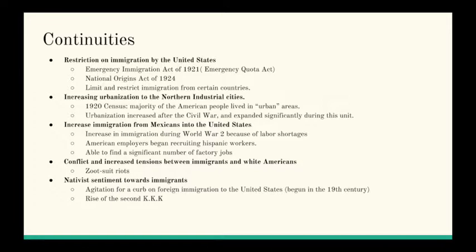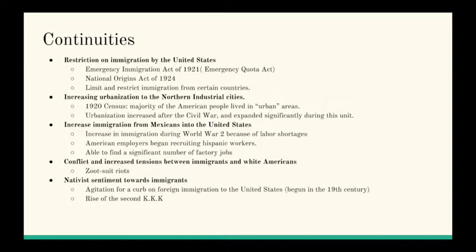Another continuity was increasing urbanization to industrial cities due to industrialization and the factory system. Urbanization greatly expanded and has been steadily increasing since the 1860s. The census of 1920 revealed for the first time that a majority of American people lived in urban areas.